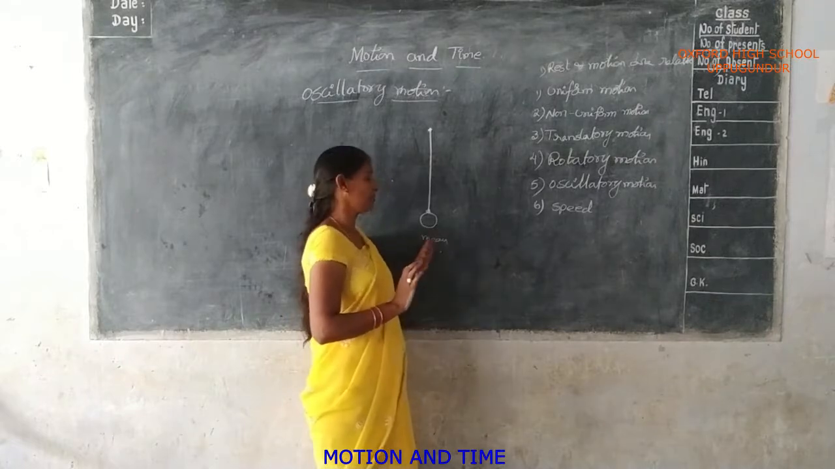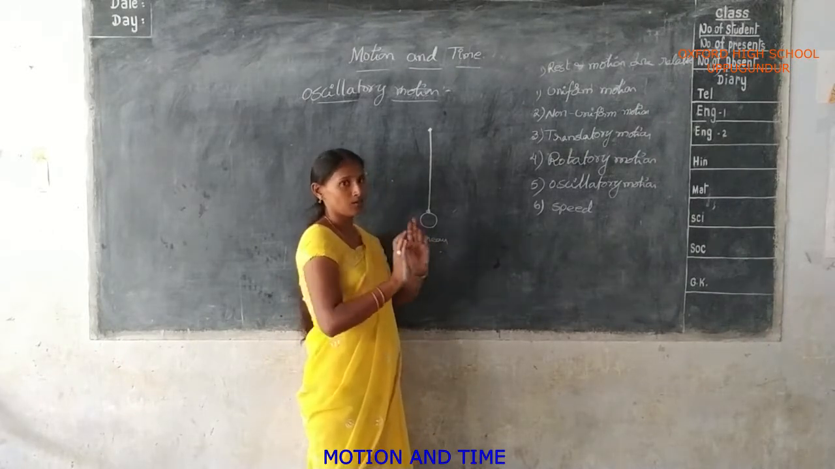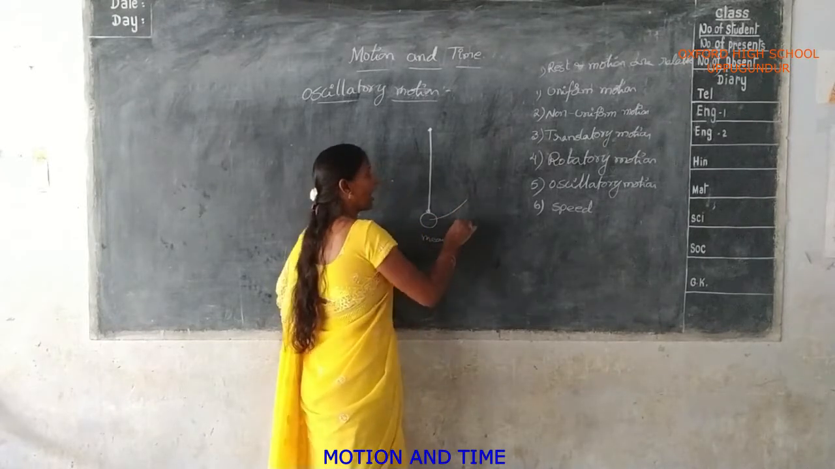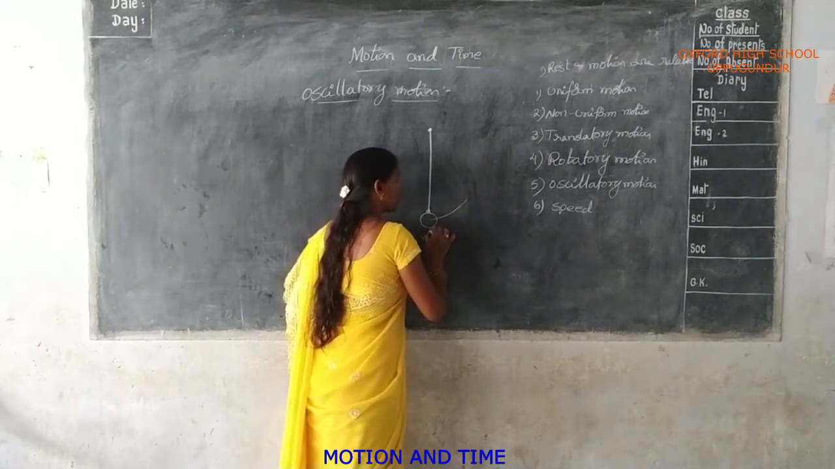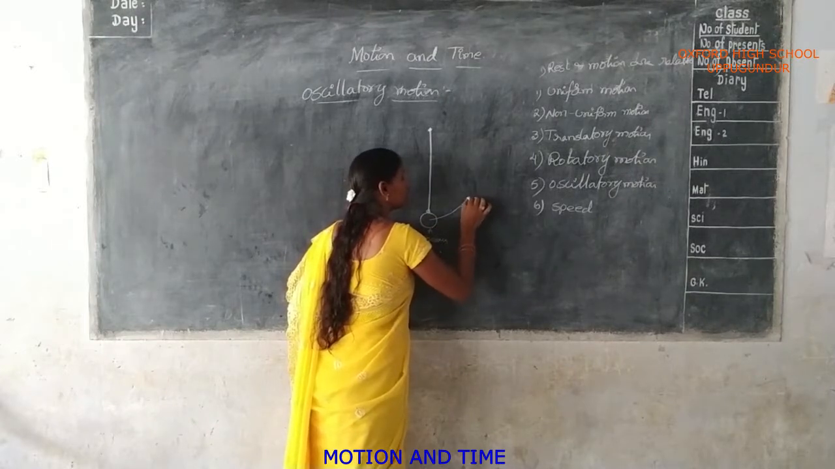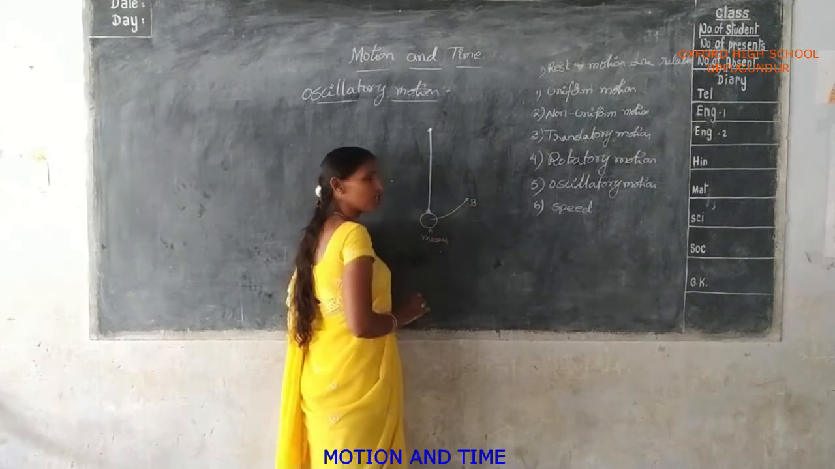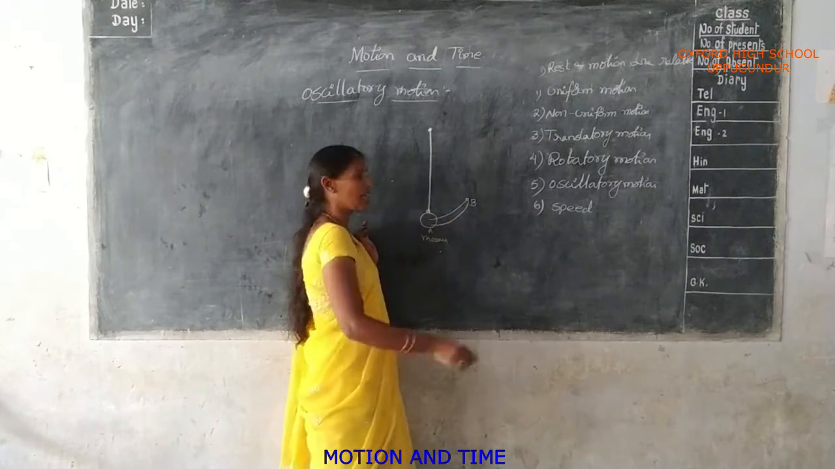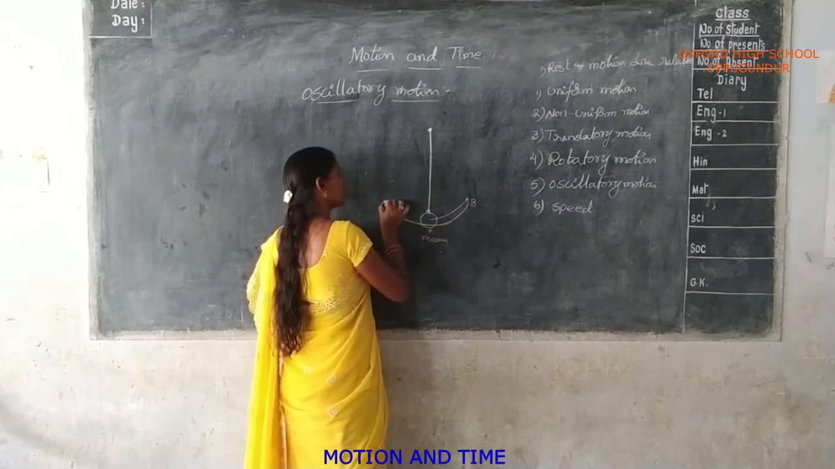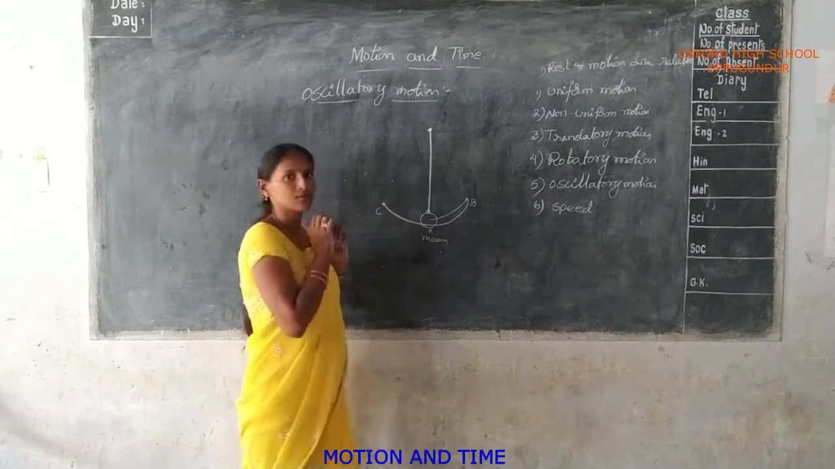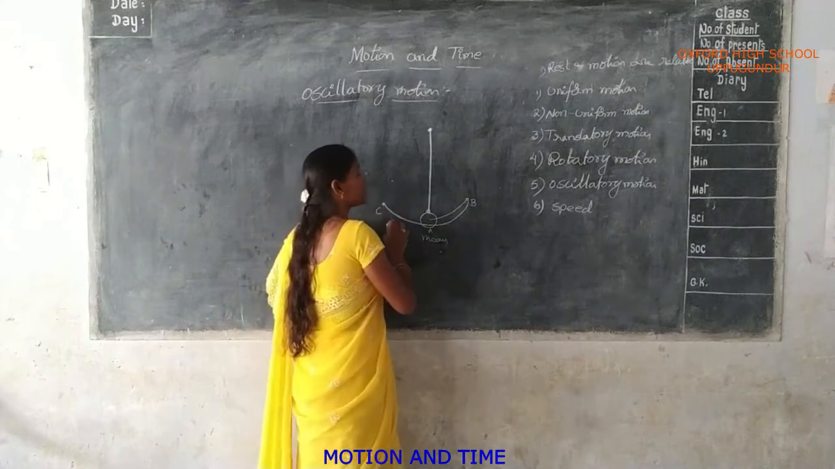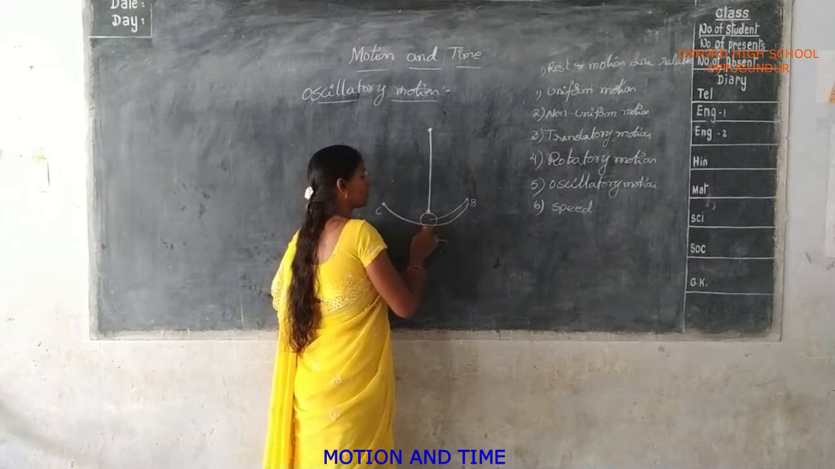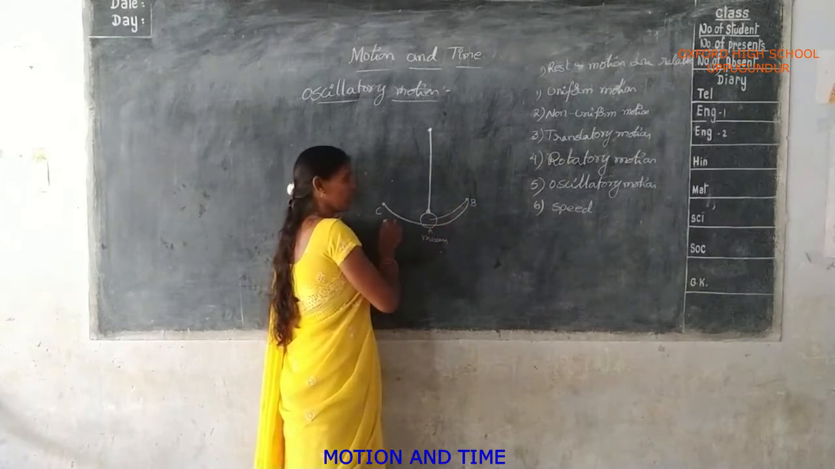Just push the object, that is the bob, and the object moves in this direction. Again it comes to A, and the object moves from A to B. This is the extreme position. And again it comes back, reaches the mean position, and then moves to C. Okay, so this completes one oscillation.